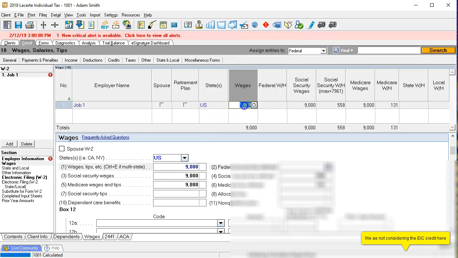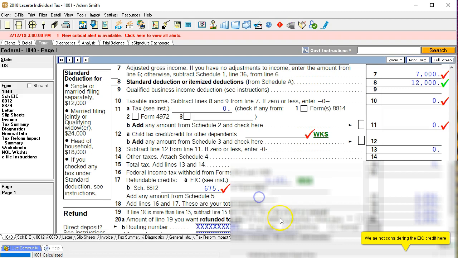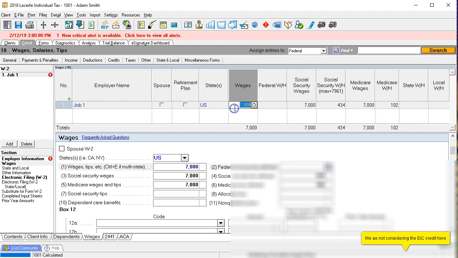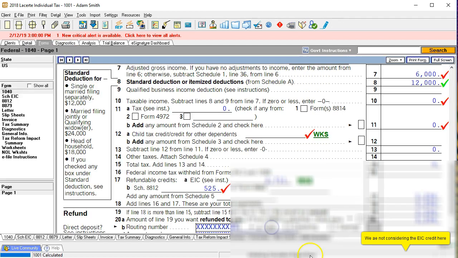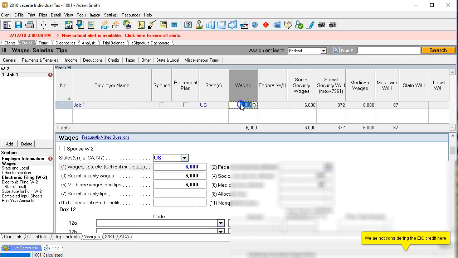If we say, all right, if we had 7,000, now we're only going to get back the 675. And then if we go, all right, what if we had 6,000? Now we're going to get back the 525 that we're getting. Again, we're not paying any tax on this, so this is all good. But of course, in terms of how much money we're going to get, it's going down as our taxable income now goes down.